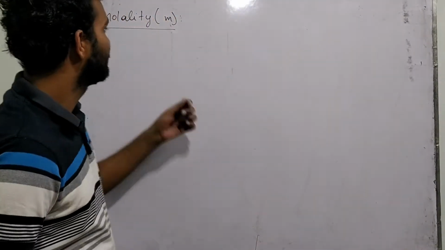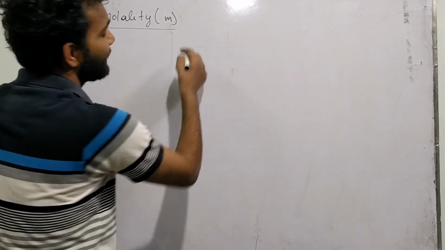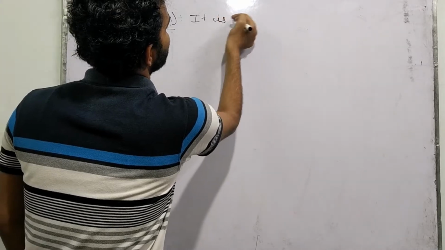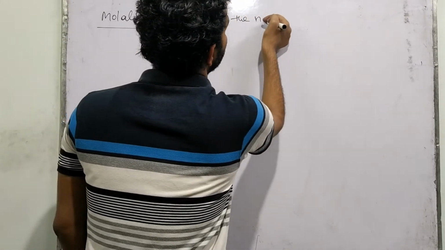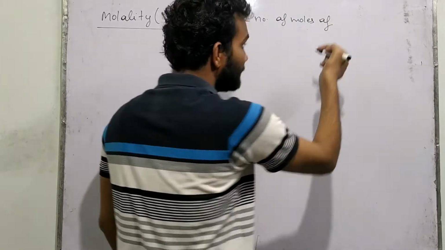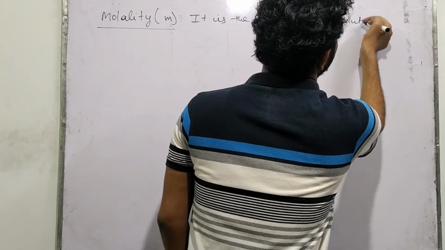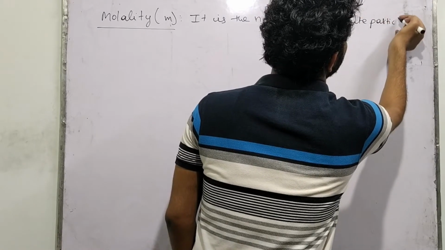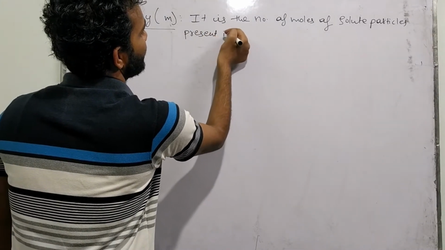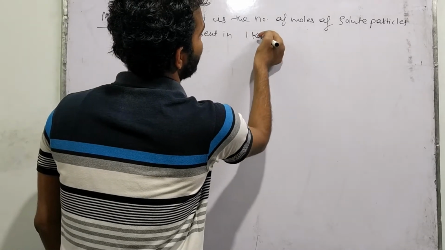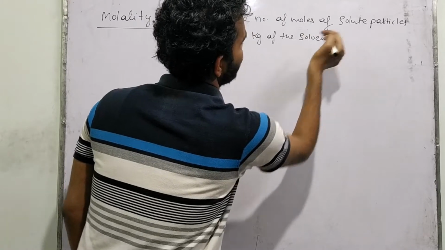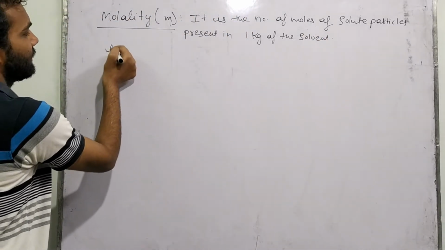Our next topic is molality. First of all, we will define the term molality. What is molality? It is the number of moles of solute particles present in 1 kilogram of the solvent. Got it?